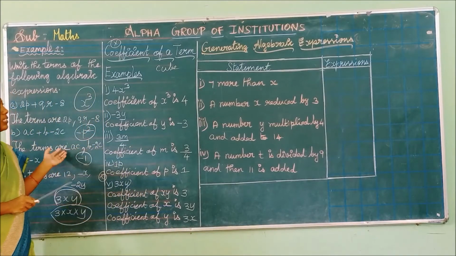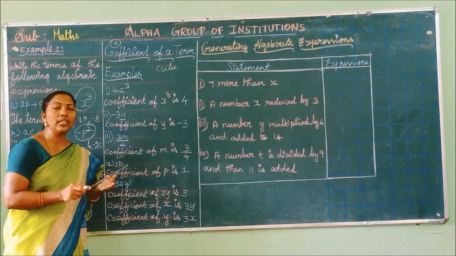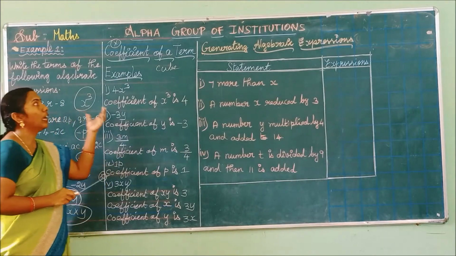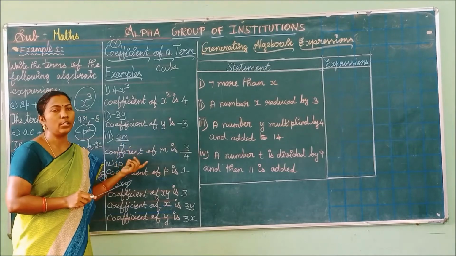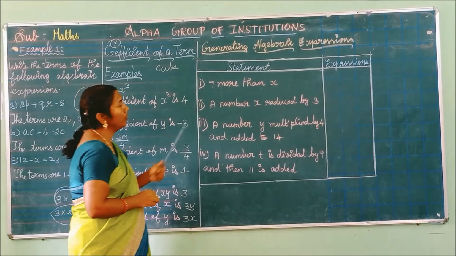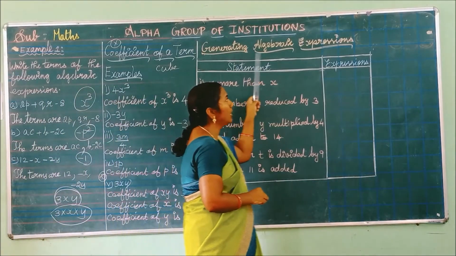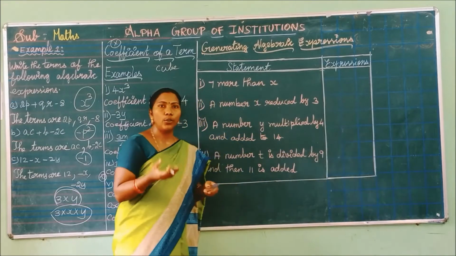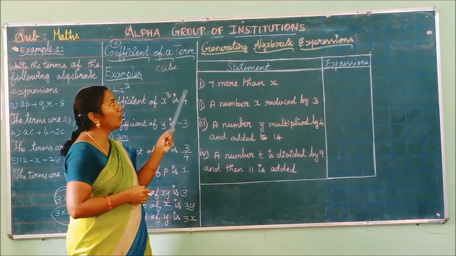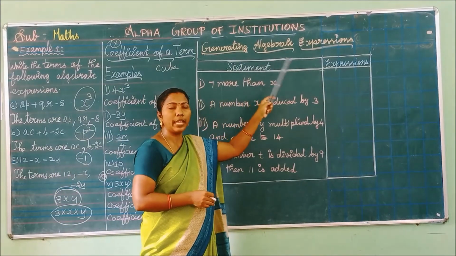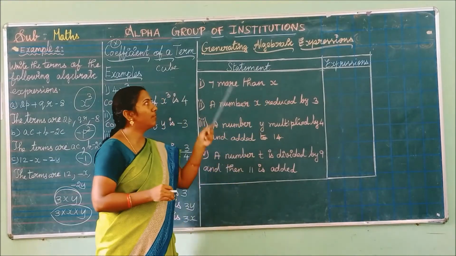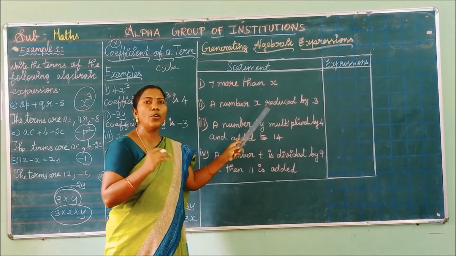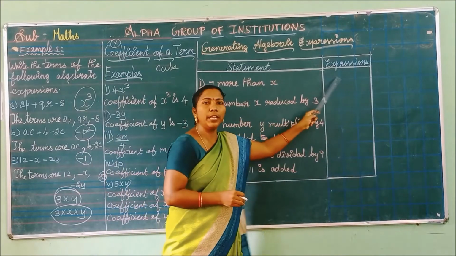So far we have discussed variables, constants, algebraic expressions, terms of an algebraic expression, and how to write the coefficient of a term. Next we are going to see generating algebraic expressions. What is meant by generating? Forming, producing, or framing. Now we are going to generate some algebraic expressions by using a given statement.